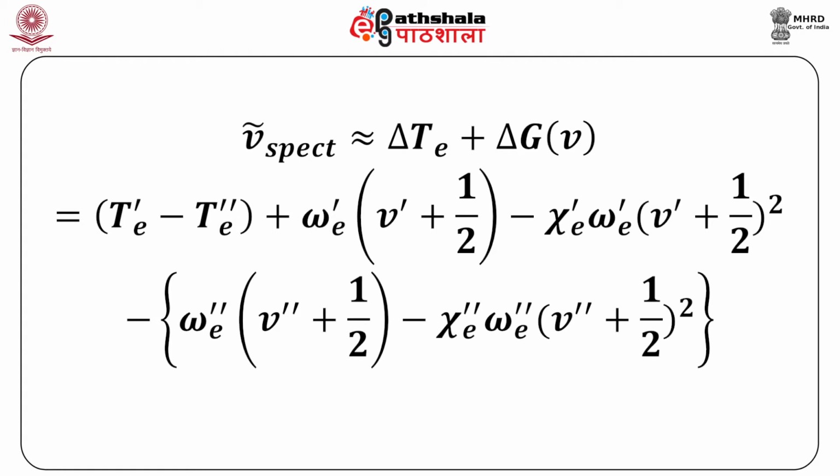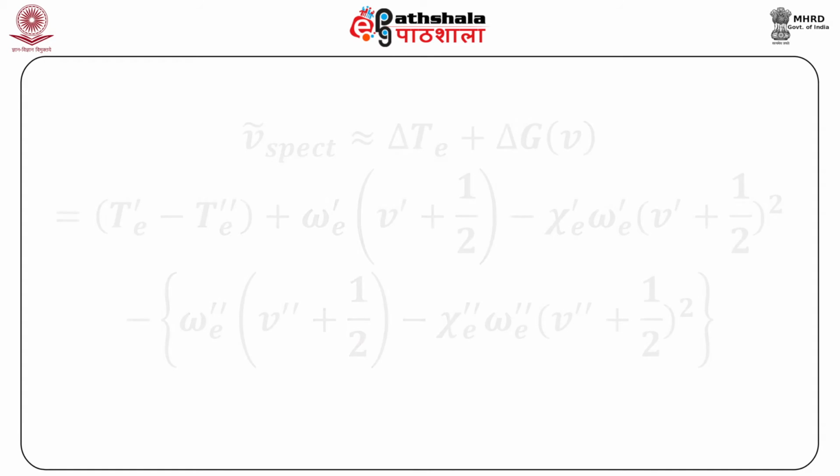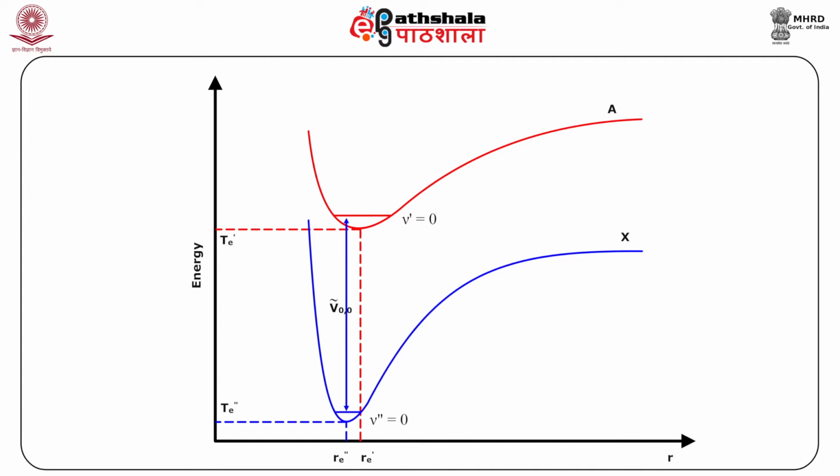Substituting for the vibrational terms for the ground state and excited states, we obtain that the wave number of the photon is given by delta T electronic plus delta G as a function of V, which is equal to T electronic prime. Remember that the single prime refers to the excited state, minus T electronic double prime for the ground state, plus omega E prime into V prime plus half, minus chi E prime omega E prime into V prime plus half whole square, minus the whole thing for the ground state. That means omega E double prime into V double prime plus half, minus chi E double prime omega E double prime into V double prime plus half square. And in the figure we have shown the various quantities involved.